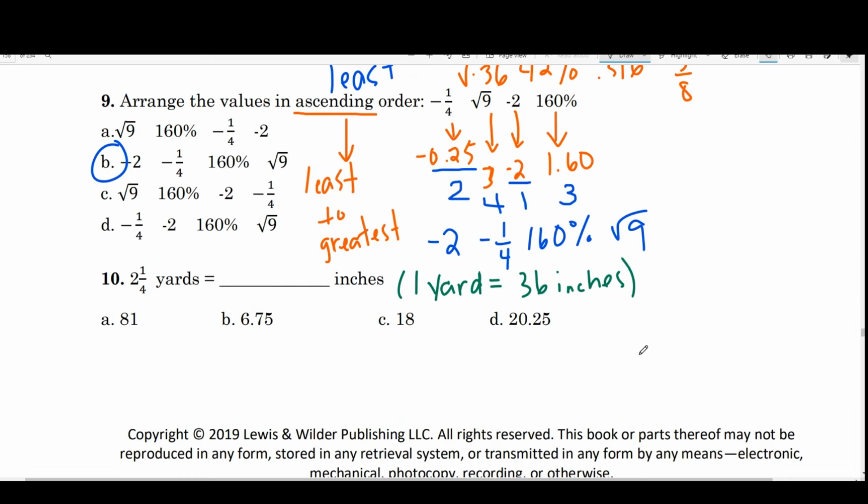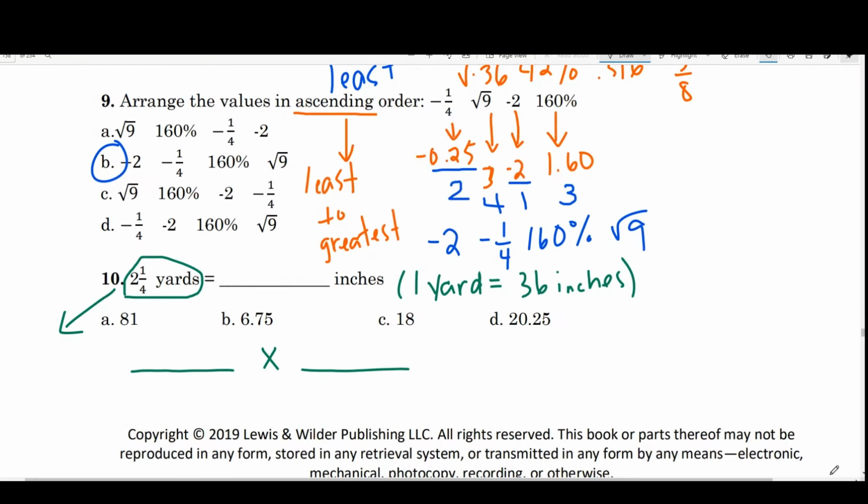All right, anytime we do conversions, you always set it up the same exact way. We always want to write out whatever value we start with first. And then remember, because we're doing a conversion, it's two ratios that we're multiplying times each other. Because we have an improper fraction here, we want to convert to a decimal because it makes it easier to do the math. That would be 2.25. All right, so 2.25 yards.